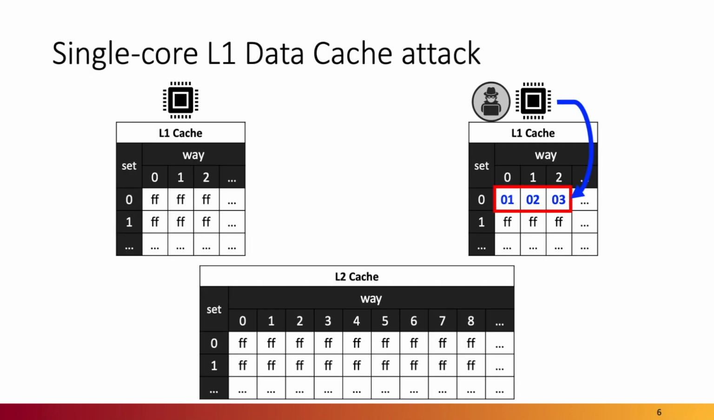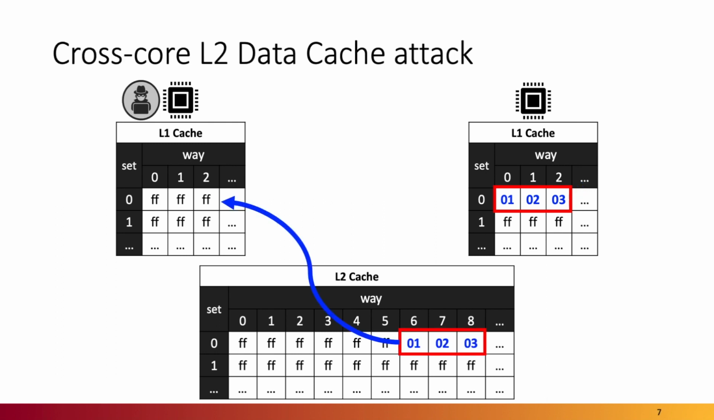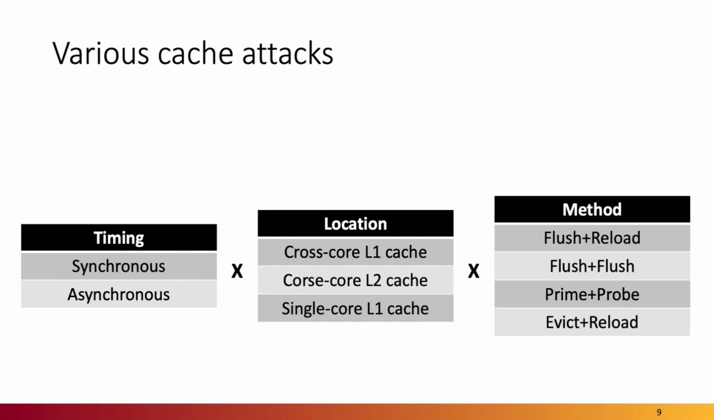There are various types of cache-side channel attacks. We can first categorize them by the location of the targeted cache. There are single-core add-on data cache attacks, cross-core add-to-cache attacks, and cross-core add-on cache attacks. Also, cache attacks can be further categorized by attack timings and attack methods.